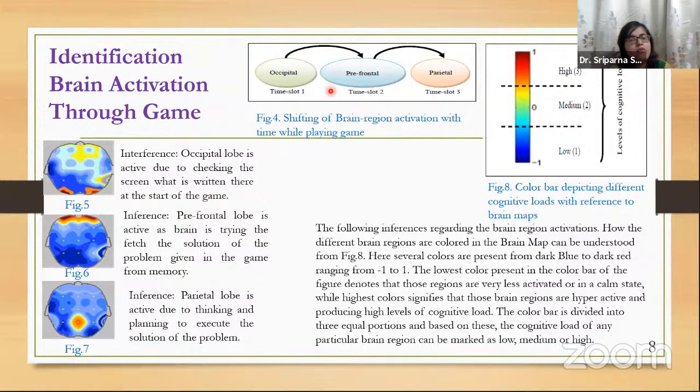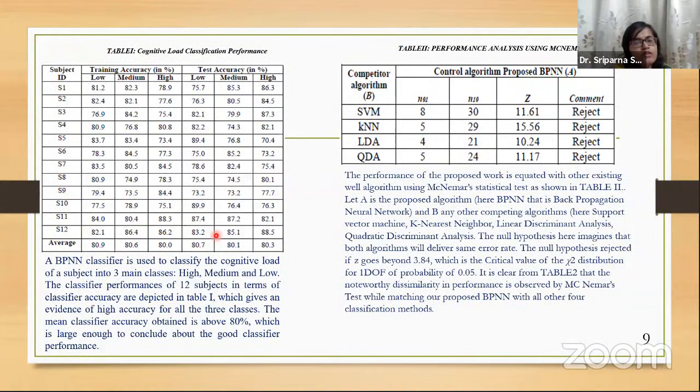That is, with respect to time, how different lobes are getting activated, that you can check from the brain maps as well. So then this particular algorithm, we have already told, we need a training data set and a testing data set. So these are the training and the testing data set accuracy levels for all the 12 subjects. We have 12 subject data and different cognitive loads.